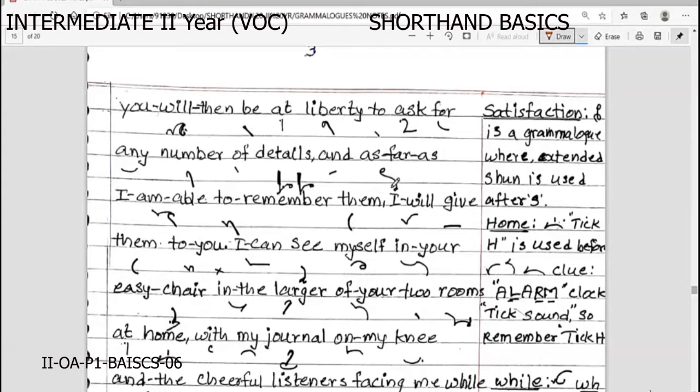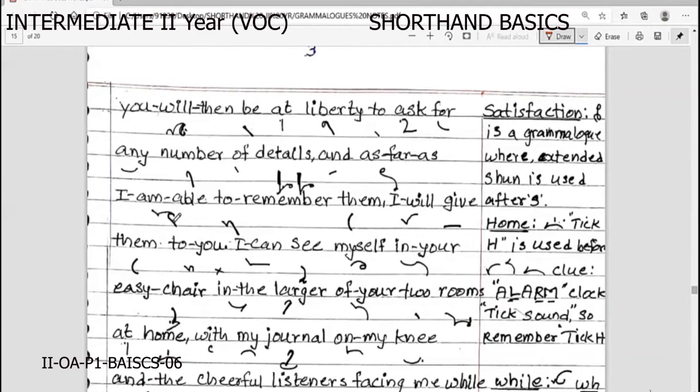And S again you write the circle. The far word is written with F and downward R combination. Okay. Then I am able to. You can join till here. I am able to. So this is I am and able to.